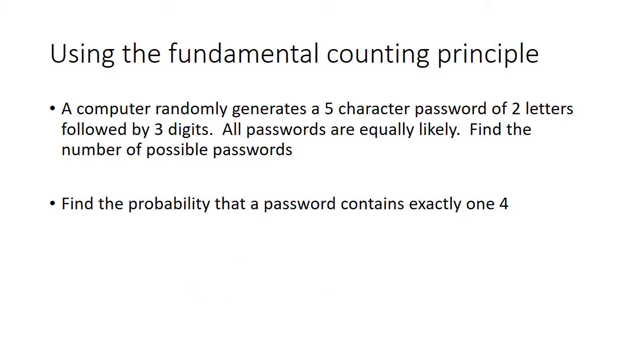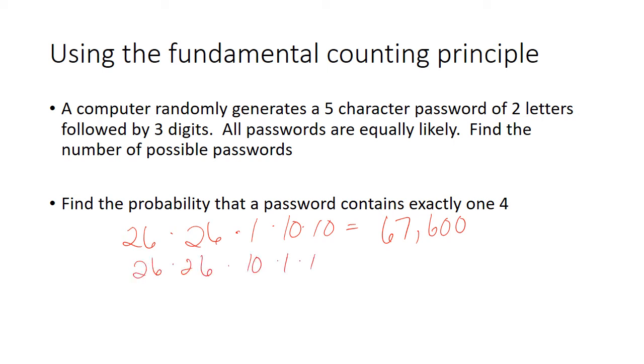All right, so if we're doing that, let's go to our 26 possibilities for our first character, 26 possibilities for our second character. There's only 1 possibility for our first character on this one, and then 10, and then 10. So the possibility of that would be 26 times 26 times 10 times 10, and then times the 1. We don't need to put that in there at all. That would be 67,600.